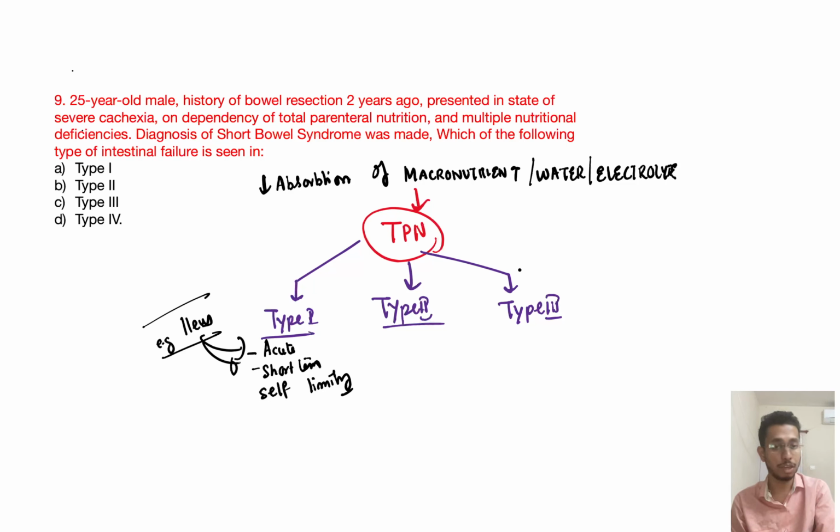Now, what is type 3 intestinal failure? Type 3 is more of a chronic condition like 3 months, 4 months, 5 months or 6 months, which require a prolonged support in the form of total parenteral nutrition. Even the patient needs TPN at home, long term total parenteral nutrition support. It can be seen in Crohn's disease, intestinal obstruction, trauma, fistula, radiation enteritis as cases.